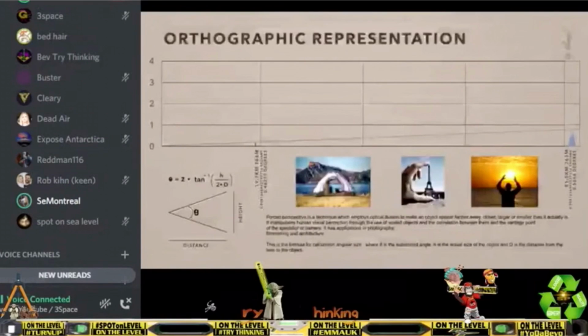Yeah, I'm just trying to show the orthographic representation and to show why orthographic representation does not depict reality.